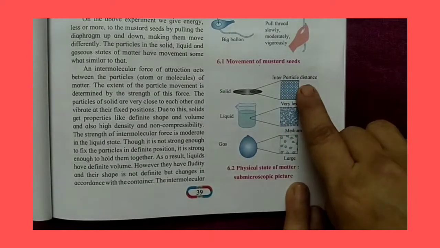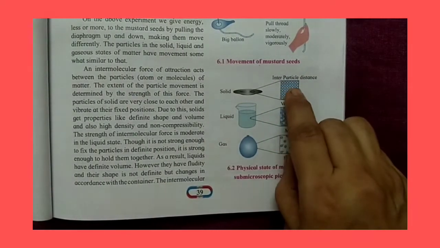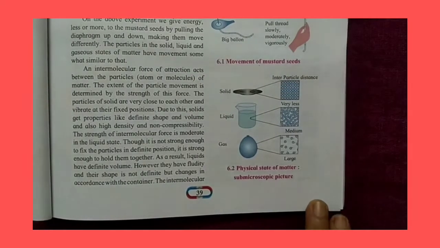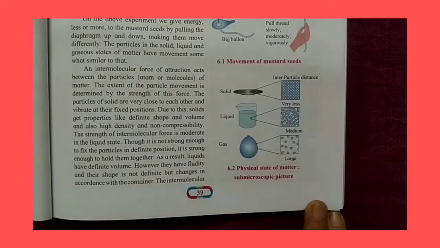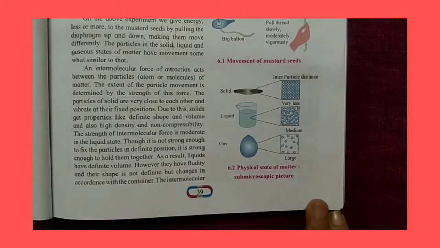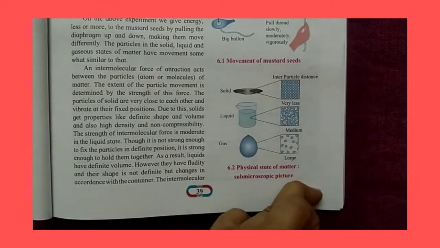The interparticle distance, the distance between the two particles, is very small, so the particles cannot move much. They cannot move from their place. If they move to one side, they will dash against the other particle. If they move to the other side, they will dash against another particle. If they move up or down, also they will dash against the other particle. So in case of solid, the distance between the two particles is very small.